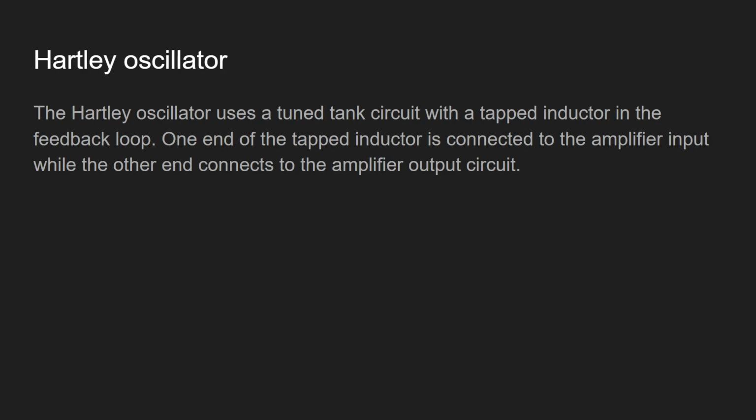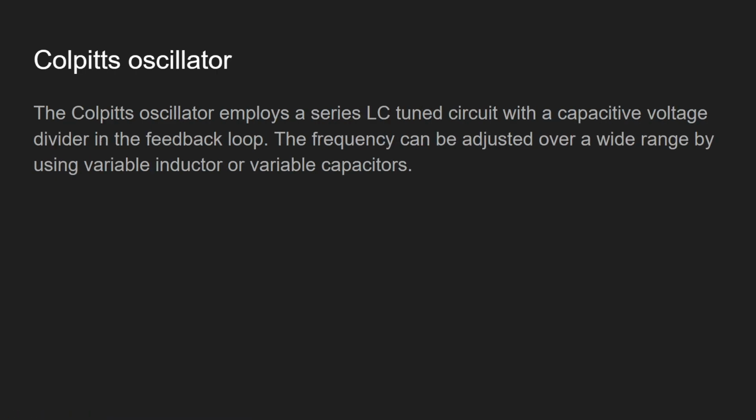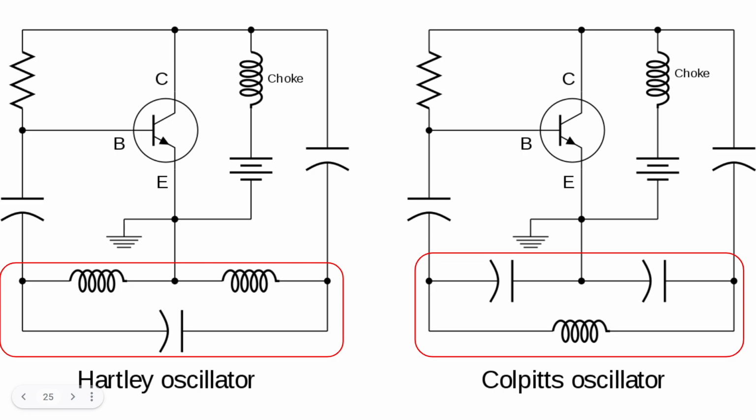So the Hartley oscillator uses a tapped inductor feedback loop, okay? And the Colpitts oscillator is just an LC circuit with capacitors, okay? So you see in the Hartley oscillator there are two inductors with a variable capacitor. And the Colpitts oscillator has two variable capacitors and an inductor. Okay, they have different advantages and disadvantages, but I'm not going too deep into it. Just remember that the Hartley oscillator also uses an LC circuit, but it uses inductors more. And the Colpitts oscillator uses capacitors more. Okay, this is the main difference.